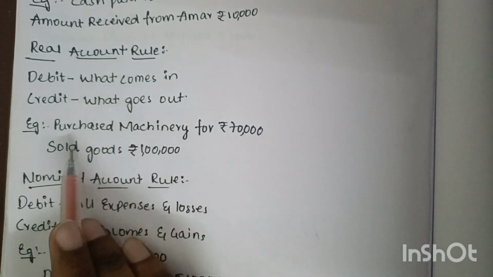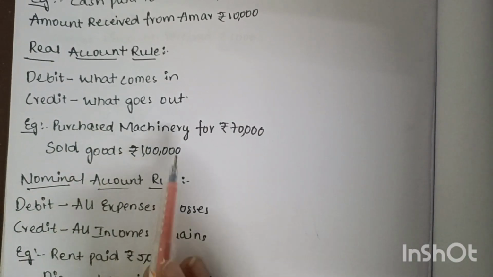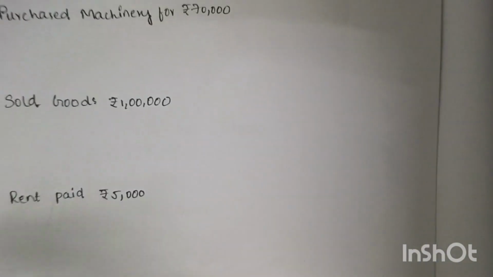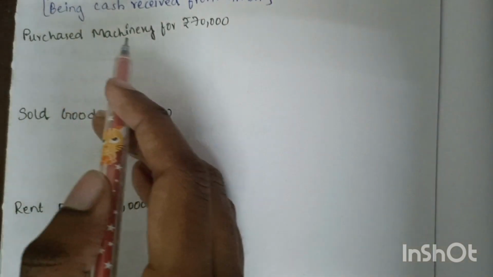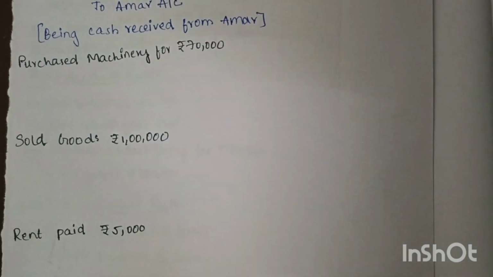Okay. Example, purchased machinery for rupees 70,000, sold goods for rupees 1 lakh. Purchased machinery. So debit what comes in, credit what goes out, right? So now let's discuss this. Purchased machinery for rupees 70,000.